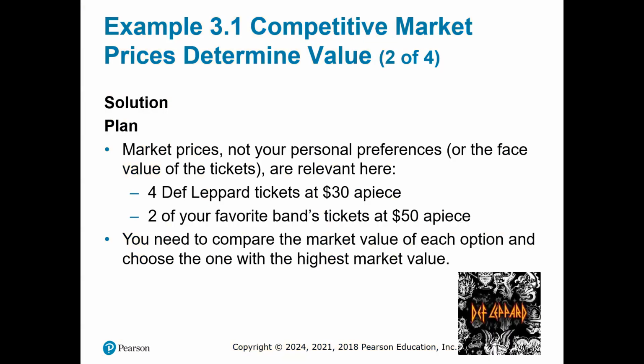Here's the solution plan. Market price is relevant here, not your personal preference or the face value of the tickets. 4 Def Leppard tickets at $30 a piece. 2 of your favorite band's tickets are $50 a piece. You need to compare the market value of each option and choose the one with the highest market value.